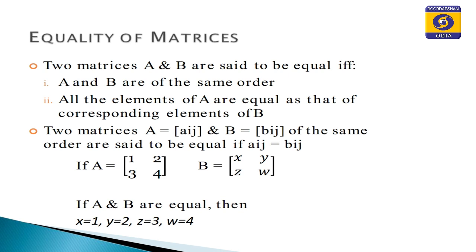Suppose here is an example of two matrices. Suppose A is a matrix 1, 2, 3, 4 and B is a matrix x, y, z, w. These two matrices are equal. A is a matrix of order 2 cross 2 and B is also a matrix of order 2 cross 2. Then A equal to B means x is equal to 1, y is equal to 2, z is equal to 3 and w is equal to 4.